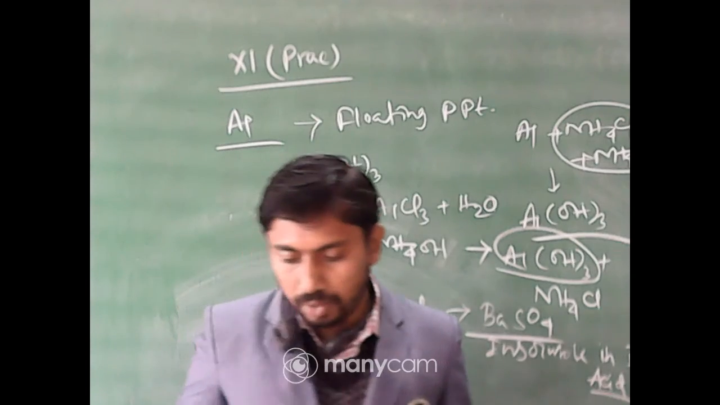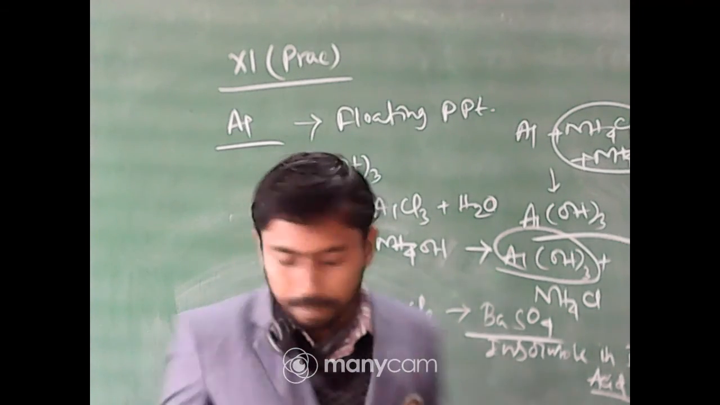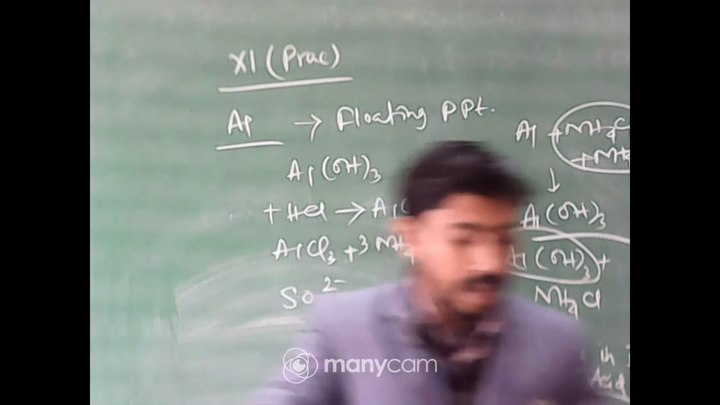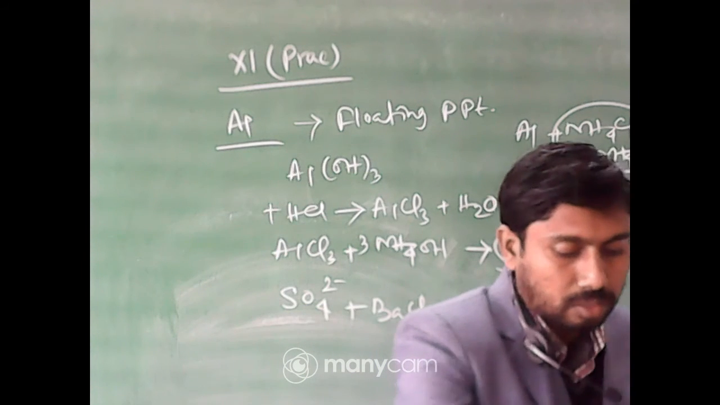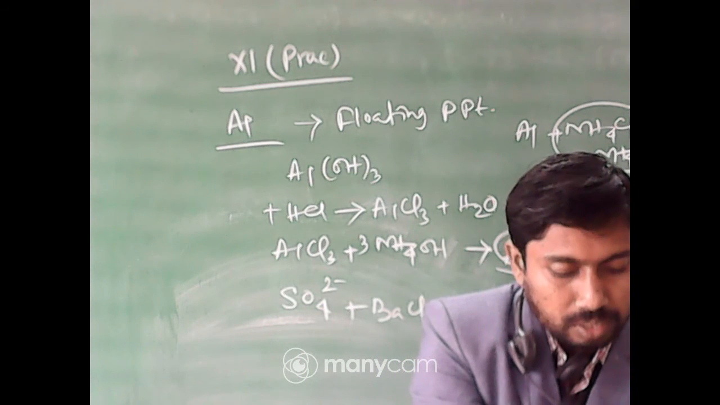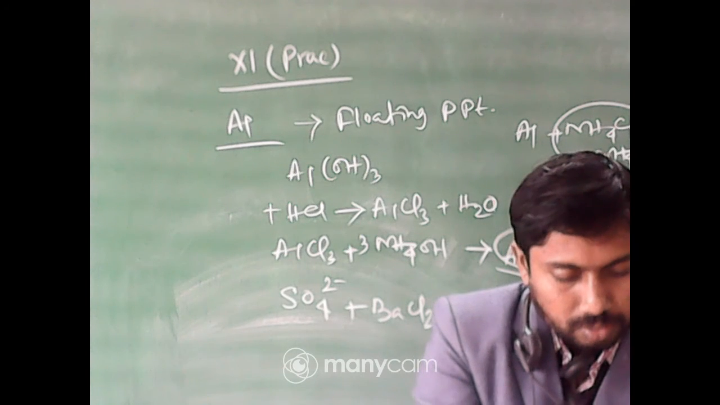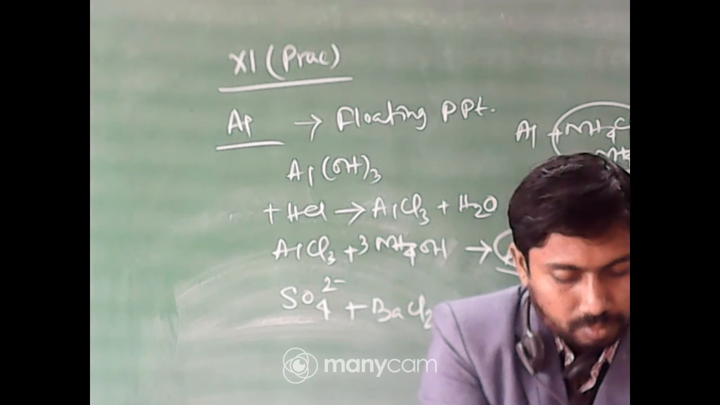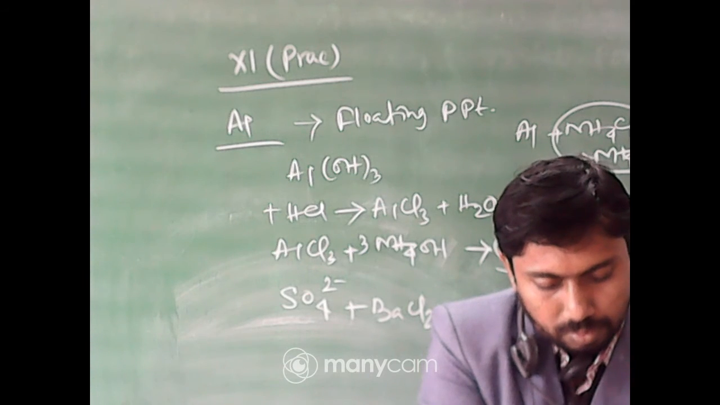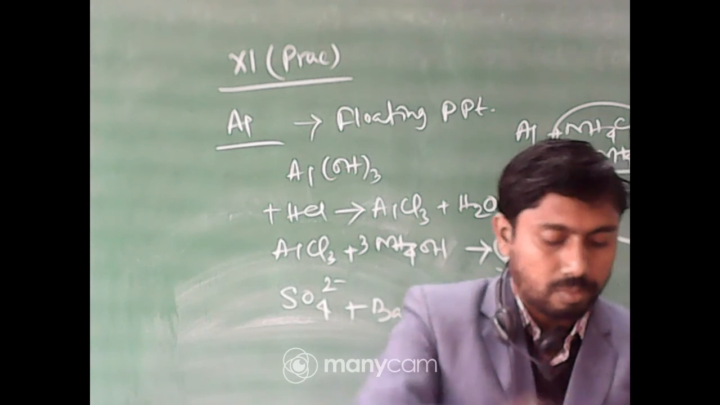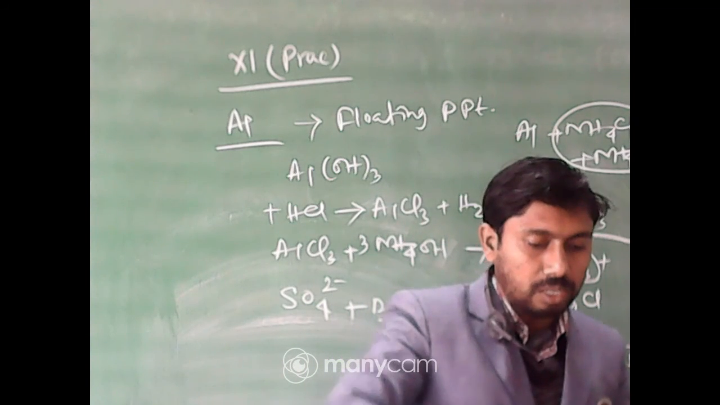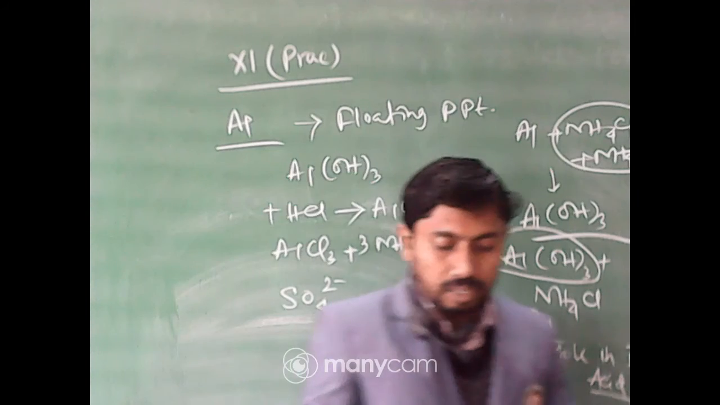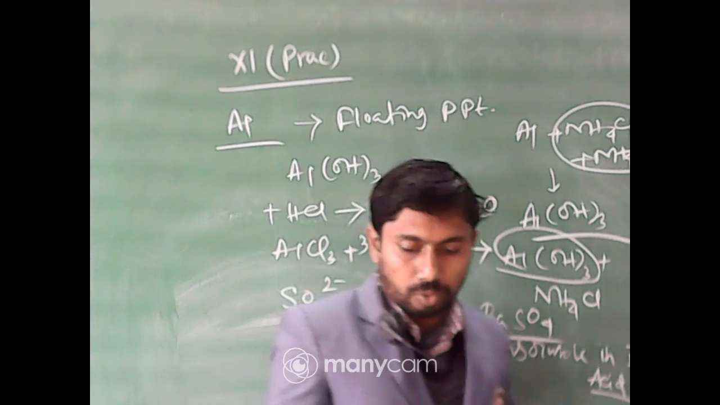So, again I will take the sample with a spatula, and then I will add the barium chloride solution. Aluminium is in group 3. What is the group reagent for group 3? Ammonium chloride and then ammonium hydroxide. At first ammonium chloride.